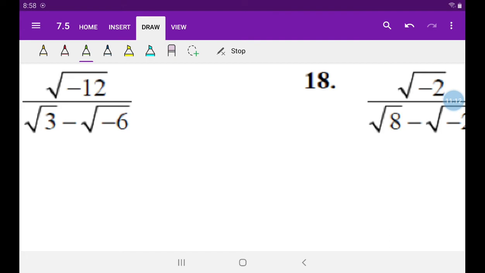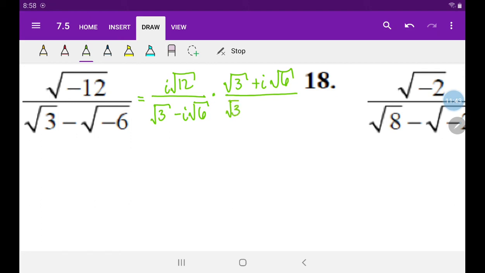The first thing we would do there is take those radicals and rewrite them as imaginary numbers. So this is going to be i root 12 over root 3 minus i root 6, okay? Now, the complex conjugate of our denominator, well, it's the exact same thing you have in your denominator, except you take that minus sign and flip it to a plus. So I'll have root 3 plus i root 6 over root 3 plus i root 6.